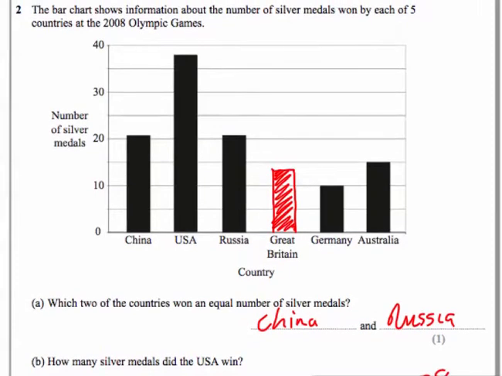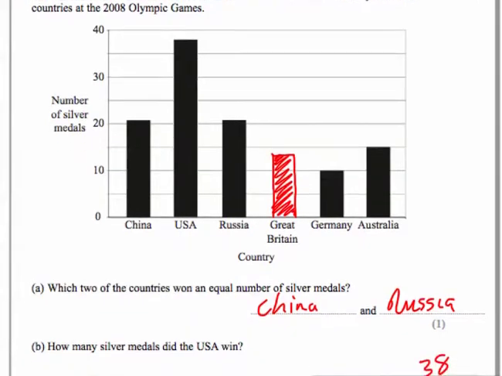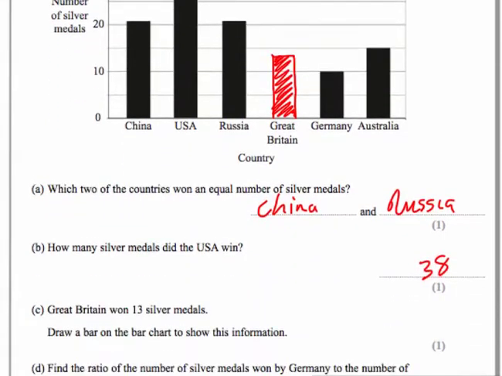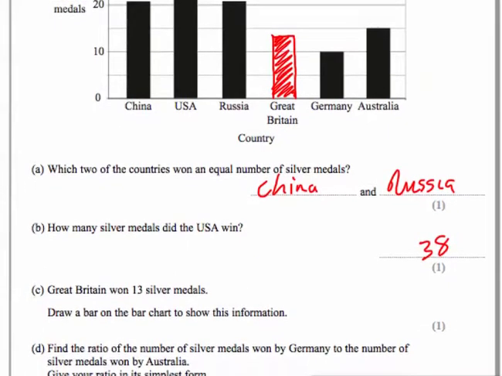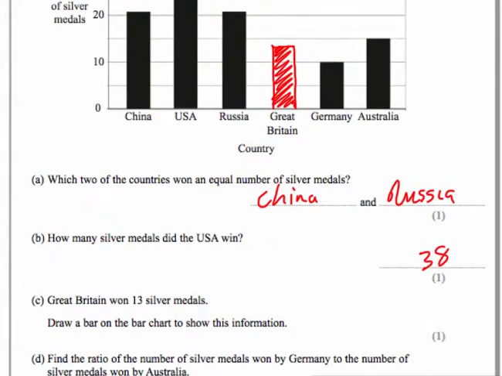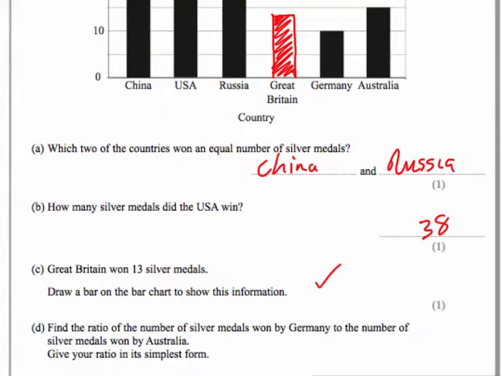Now I'm using red pen here. Please don't do that in your exam. Use black because that's what they've told you to do. Great Britain won 13 silver medals. Draw a bar on the bar chart to show this information. We've done that one.